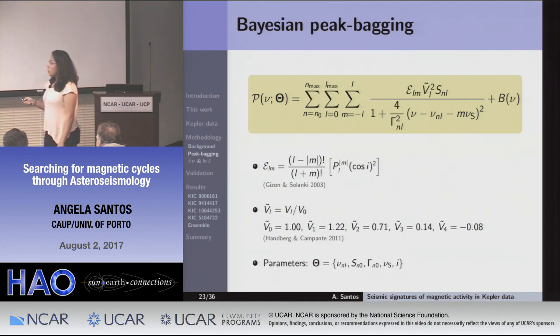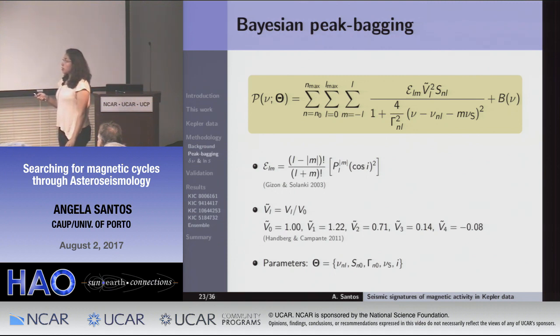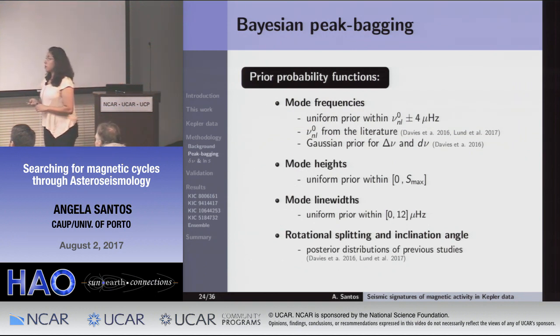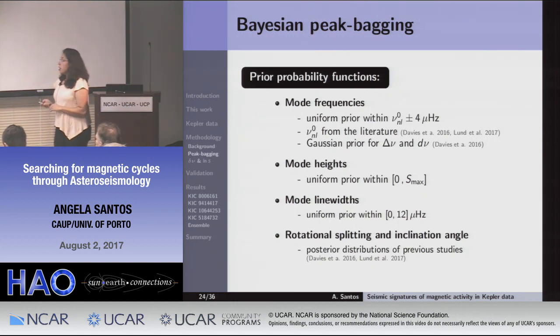This is the line width, also a free parameter, the frequency of the mode, and here we have the rotation, the splitting due to the rotation. So we end up with these free parameters in our model, and since we are following a Bayesian approach, we have to assign prior probabilities for our parameters.